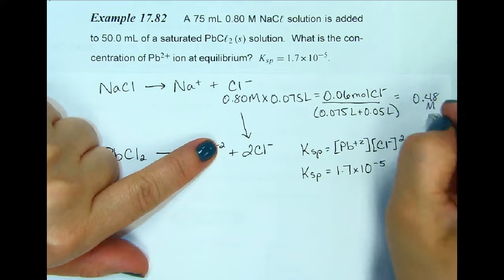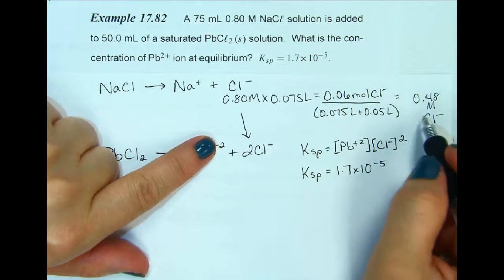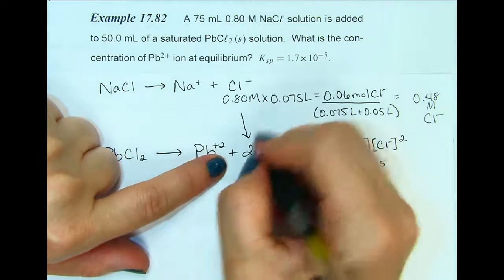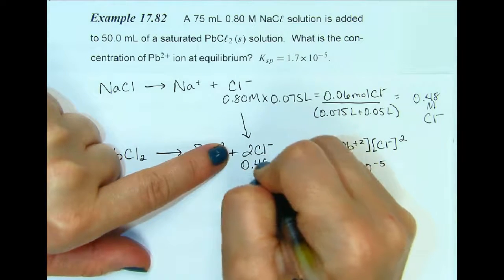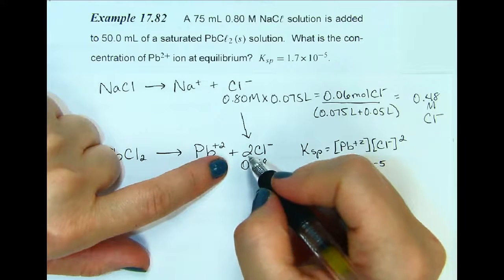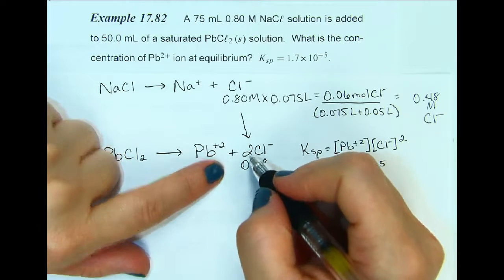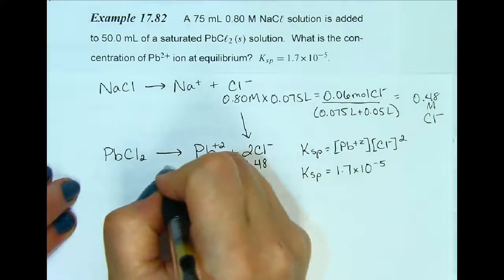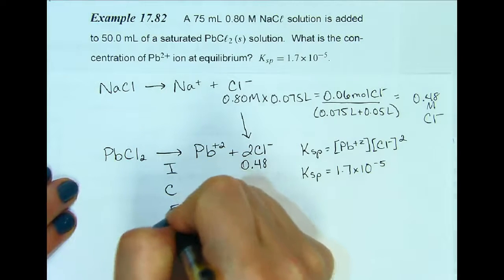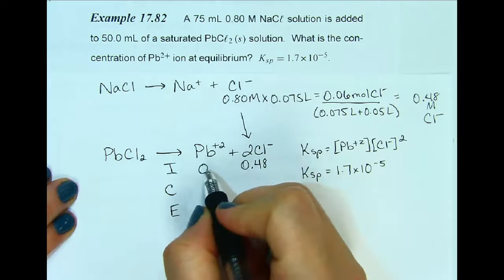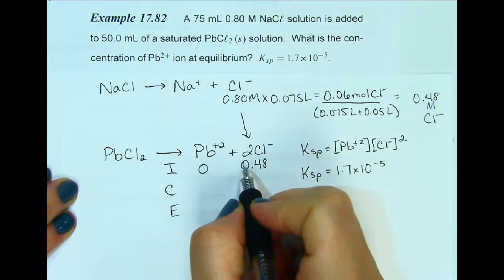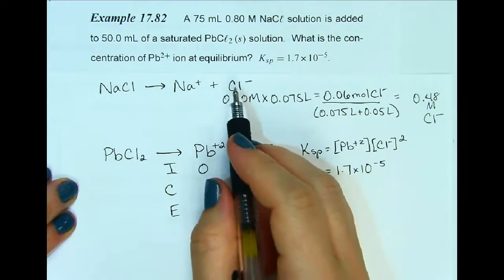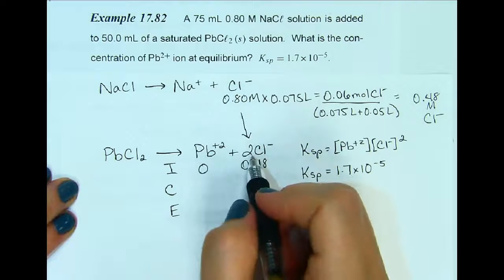And so that's going to be the chloride ion concentration that I would have initially here. So 0.48 molar. We do not have to compensate for this coefficient of 2 because we're going to deal with that later in our equilibrium chart. So we'll set up our ICE table here. The initial concentration of lead is 0 and the initial concentration of chloride is 0.48 because of the sodium chloride that we added into the solution.